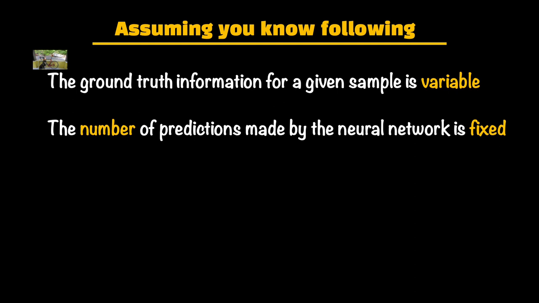We also know that neural networks make a fixed number of predictions, and this creates a little conflict with the variable nature of ground truth in object detection.